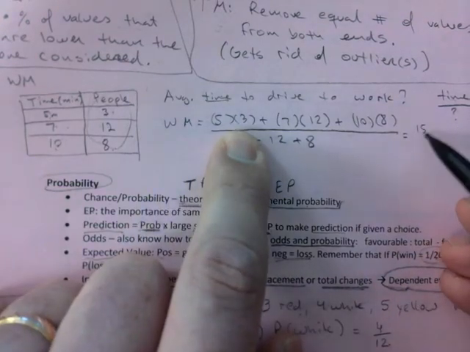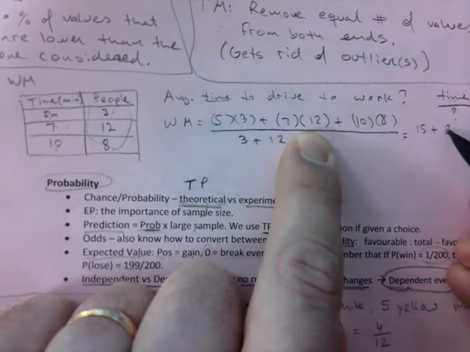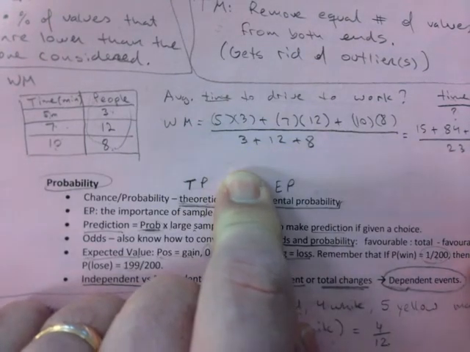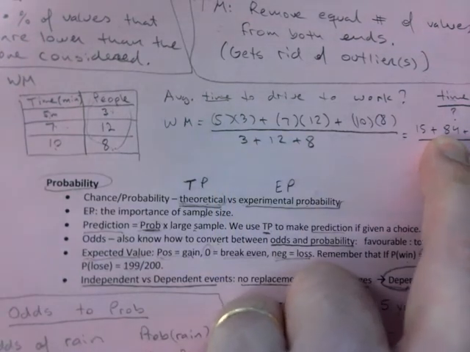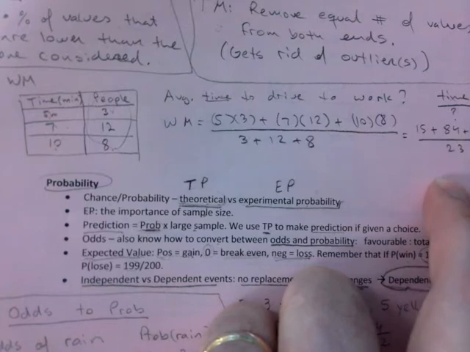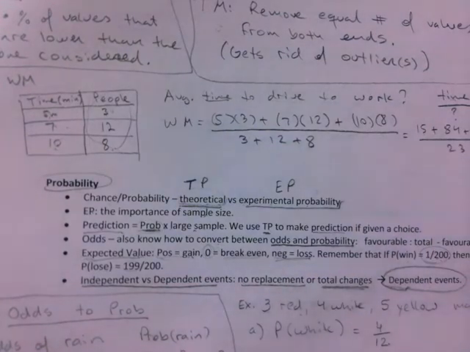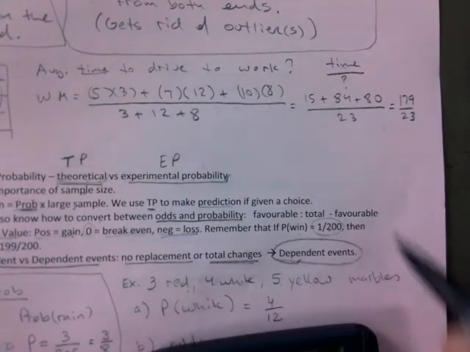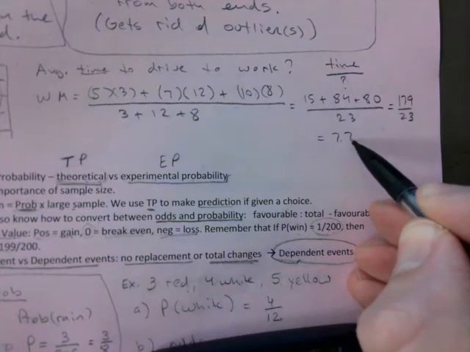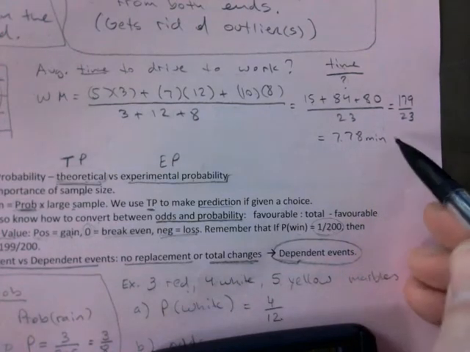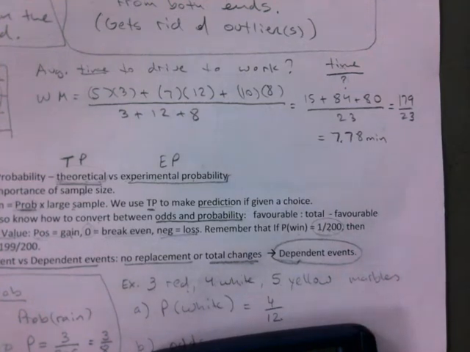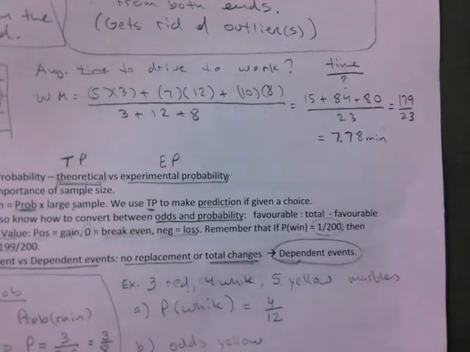And so this will be 15 plus 84, plus 80, divided by 23. And this is 179, divided by 23. And that is 7.78 minutes per person, basically. So every person in this survey spends about 7.78 minutes on average driving to work.